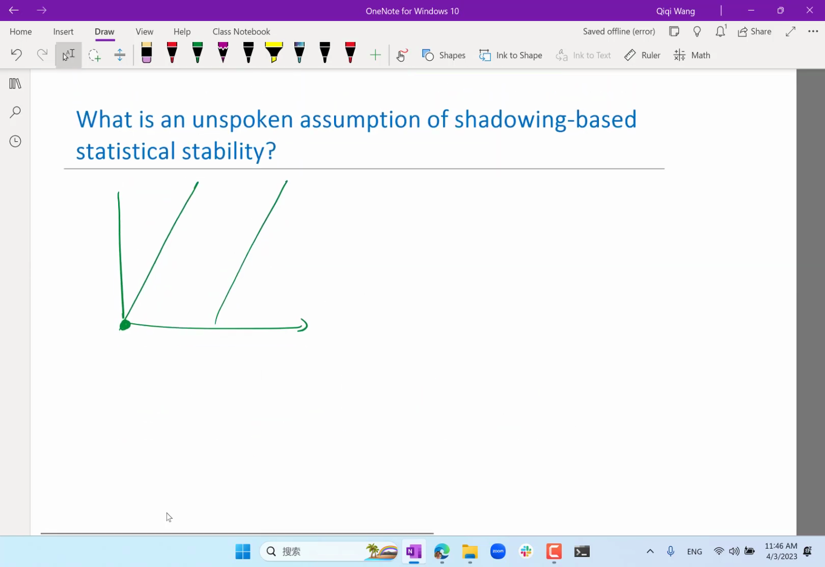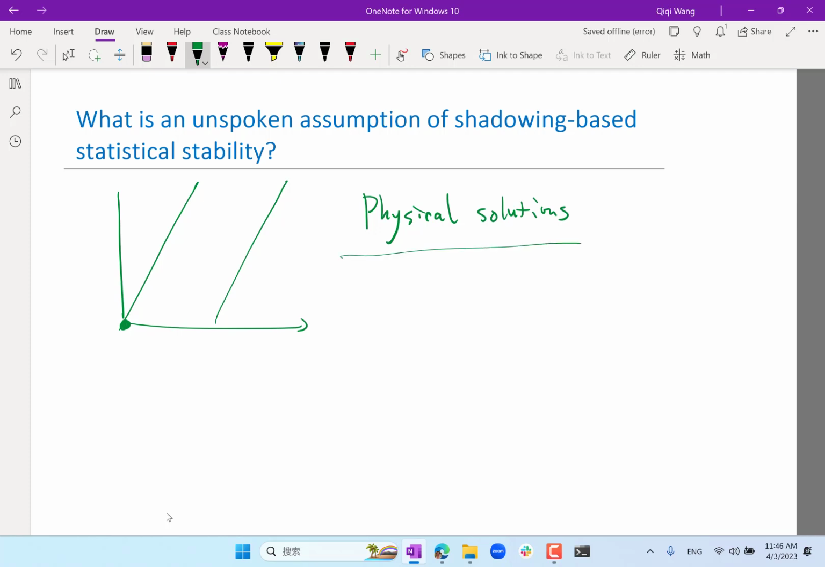Essentially, there are what we call physical solutions. And there are, of course, not physical solutions, or unphysical solutions, or non-physical solutions. So what are physical solutions? What are non-physical solutions? We have to really define them, right?